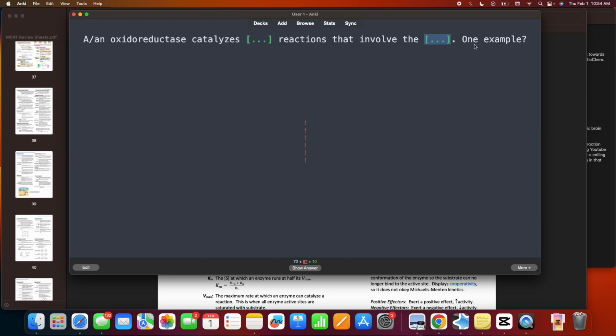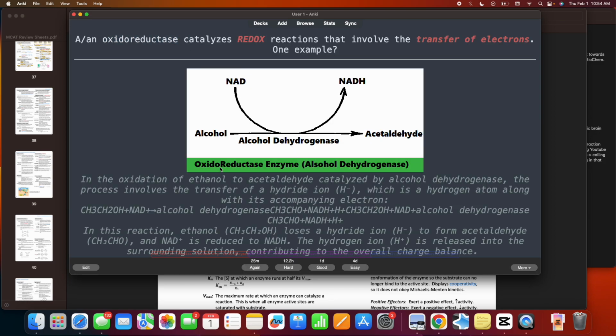Oxidoreductases catalyze the transferring of electrons. One example of an oxidoreductase would be a dehydrogenase, alcohol dehydrogenase, for example. NAD plus gets the hydride ion, so it is reduced, and the alcohol is oxidized because it loses the hydrogen.